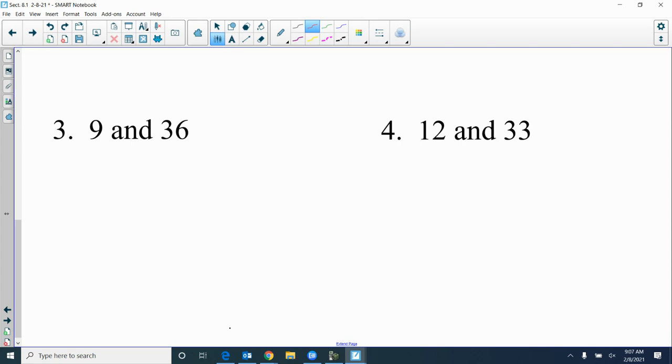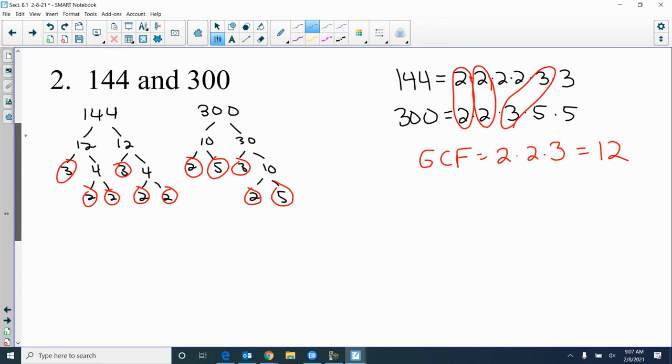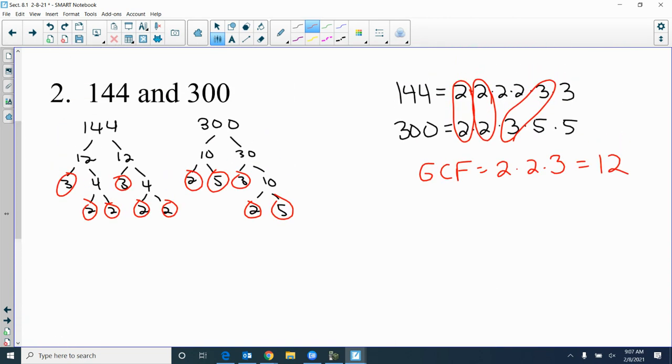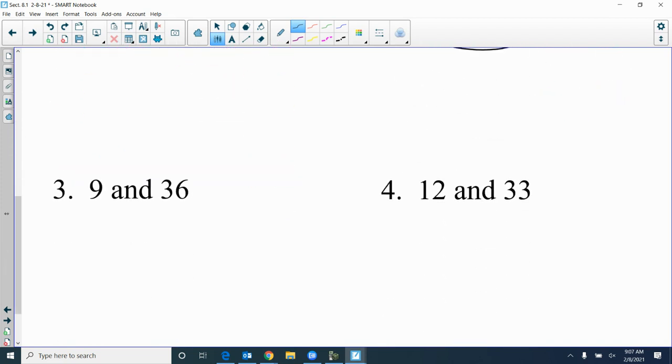I have a question about the other one. Sure. Go ahead. Doesn't 6 fit in both of them, but that's greater than 3? But what's my GCF? The GCF is actually 12, which is bigger than 6. Oh, okay. So if I told you GCF was 3, then yeah, I'd be wrong.